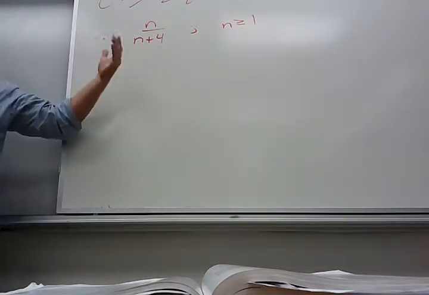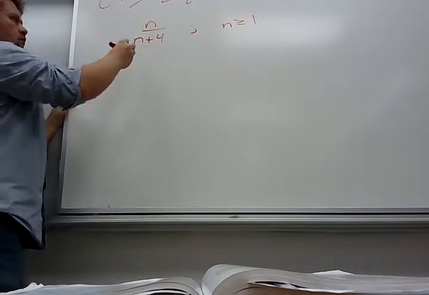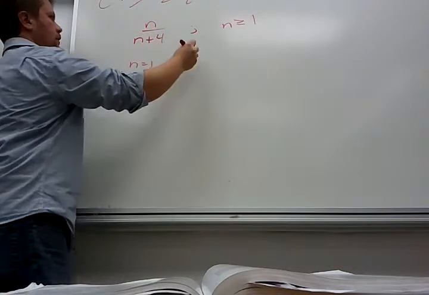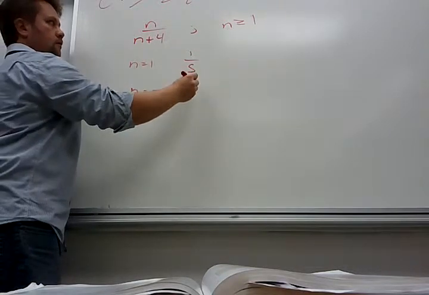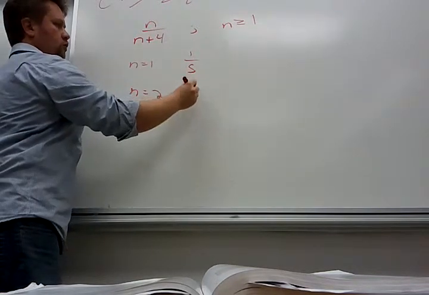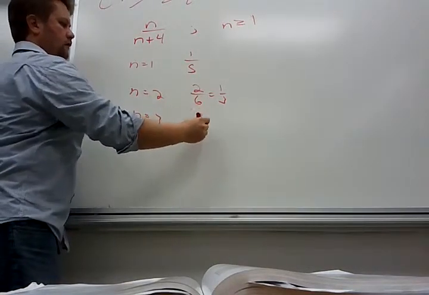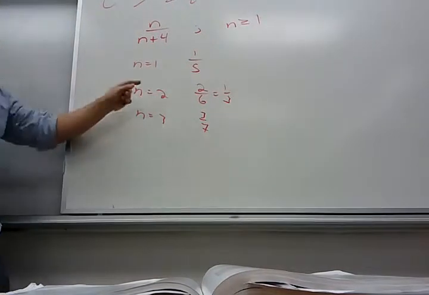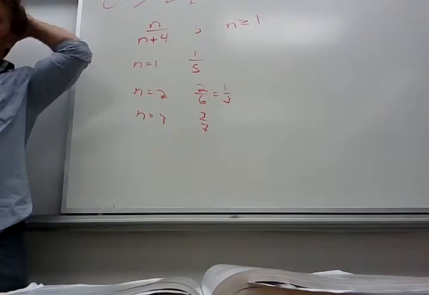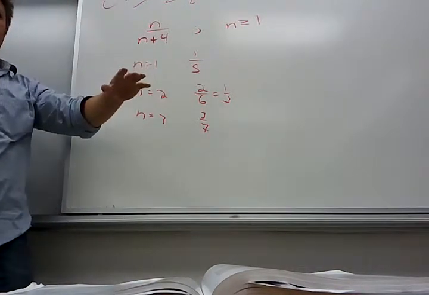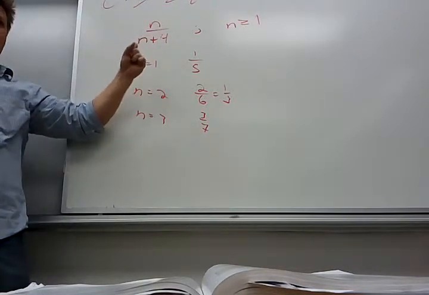So can somebody tell me what would the first term be in this sequence? 1/5. Yeah, exactly. So if n equals 1, I get 1 over 1 plus 4, 5. If n equals 2, I get 2 over 6, or 1/3. N equals 3, 3 over 7, right? Can somebody tell me real quick, are these getting smaller or larger, or what do you think is going to happen with this sequence in the long run? It's going to approach 1, right?